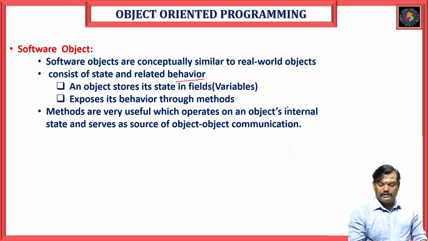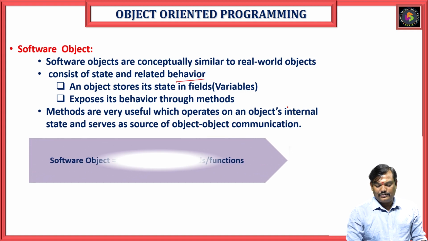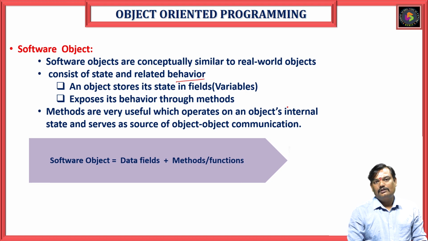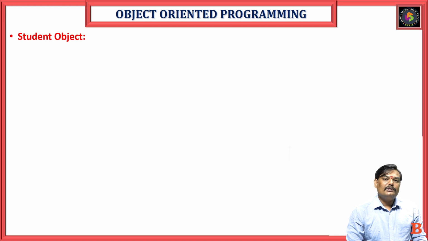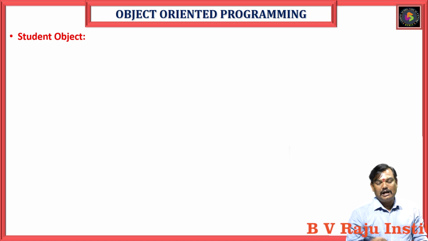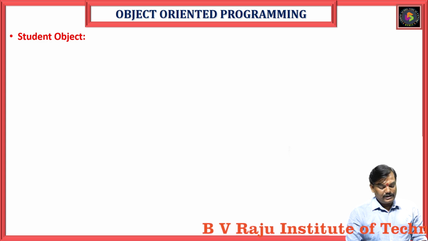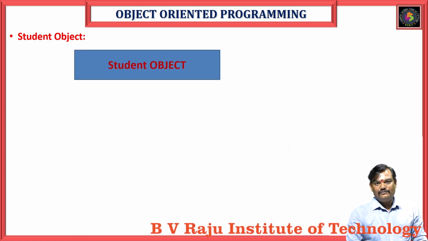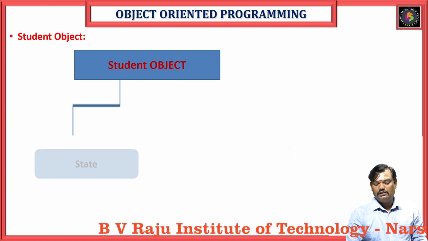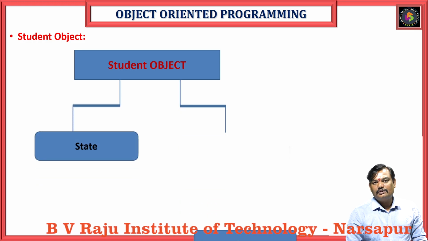So totally, by knowing about all these points, we can make a single point about a software object. A software object is a combination of data fields and functions or methods. Now let us see an example of a software object. Now I want to model a software object called a student object. When I say student object, what could be the state for this object? And what could be the behavior of this object?